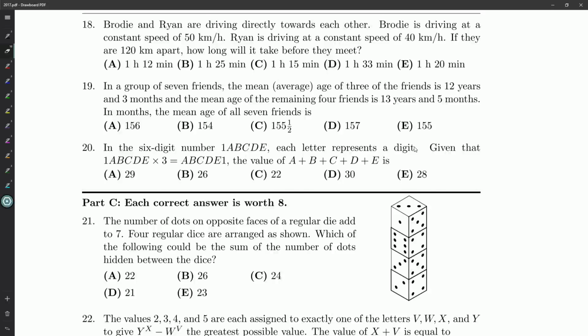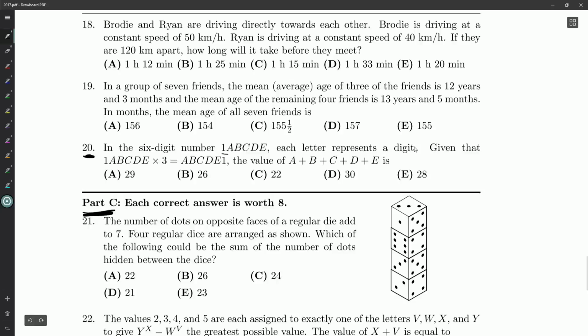We are looking at our 2017 Grade 8 Gauss paper, and we are up to question number 20. So hopefully it should be a good question. We're nearing the end of the paper. We're almost at part C. What have we got here?